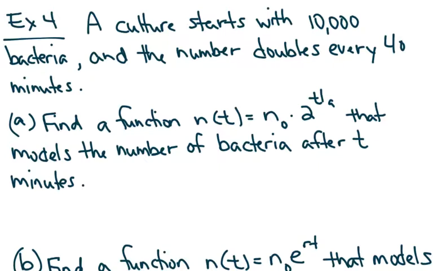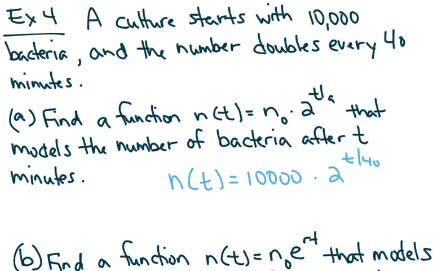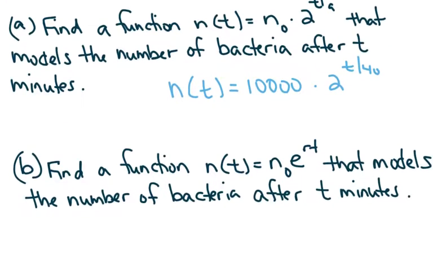Find a function n of t is equal to n naught times 2 raised to the t over a that models the number of bacteria after t minutes. So n of t is equal to 10,000 times 2 raised to the t over 40. In part B, instead of writing a doubling time equation, we want to write an equation whose base is e. I'm going to show you 2 different ways of going about writing this equation.